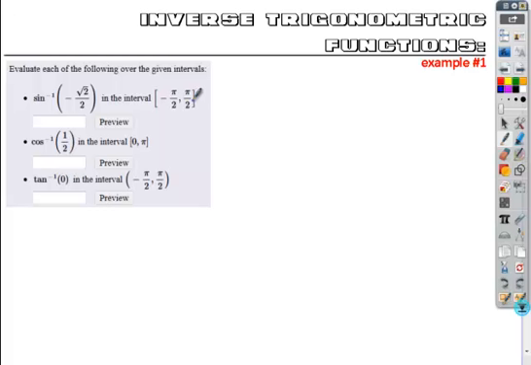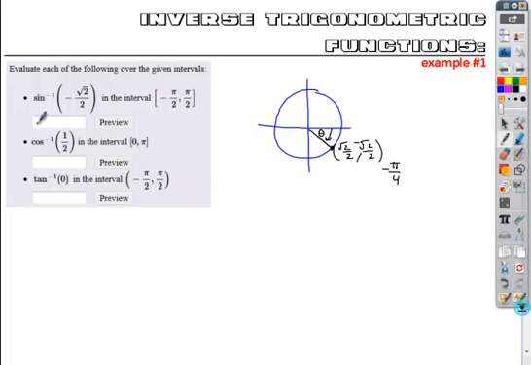Radian measurements here. If you want to find the inverse sine of negative root 2 over 2, that's basically asking you, when you're on a unit circle, where the sine is negative root 2 over 2. So sine is the y coordinate. This point right here is root 2 over 2 for the x, negative root 2 over 2 for the y. What is this angle measure here? The angle as you come down here is pi over 4, but in the negative direction. Okay? And so that would be your solution for that problem.